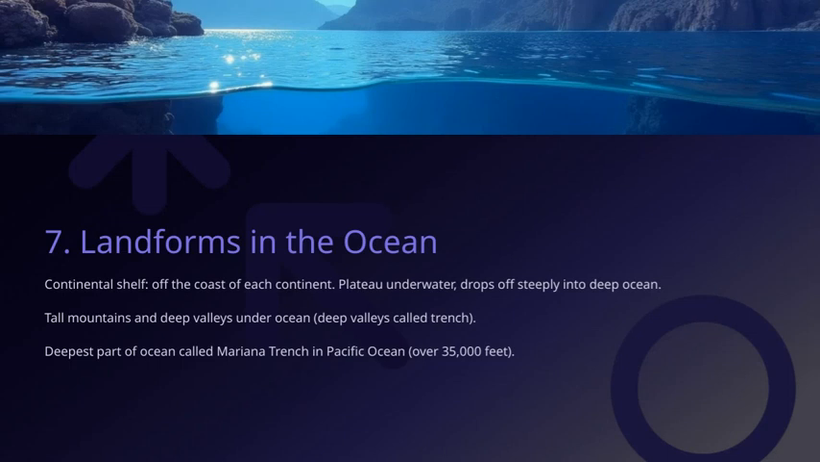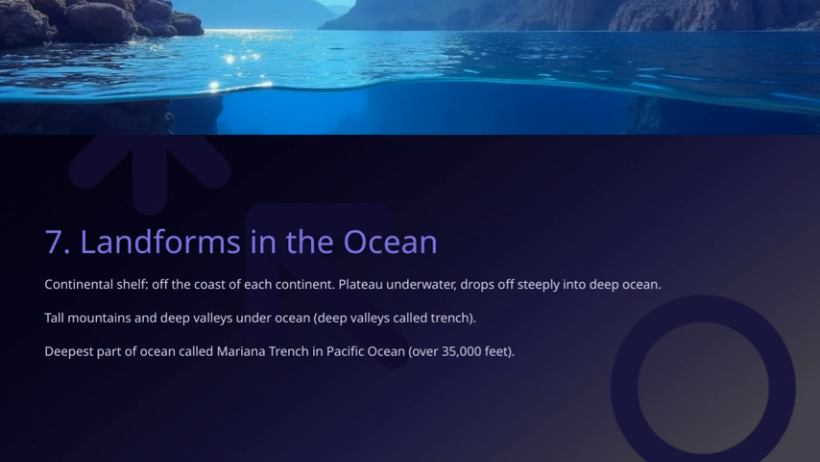Let's talk about one of the most fascinating landforms in the ocean, the Mariana Trench. This is actually the deepest part of the ocean, located in the Pacific Ocean, and it reaches over 35,000 feet below the surface. To give you a sense of scale, that's longer than the height of Mount Everest.